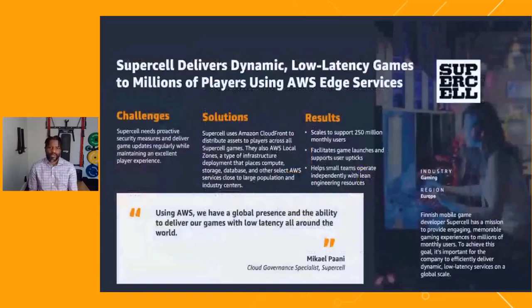Now, let's look at a customer example. Supercell is a mobile game development company that is responsible for a number of mobile game titles, some of which you may have heard about, such as Clash of Clans and Brawl Stars. Supercell needed a way to be able to deliver game updates while maintaining an excellent player experience. How Supercell managed to achieve this was by deploying a distributed edge model to reach their globally distributed audience. Supercell used Amazon CloudFront to distribute assets to all players that play Supercell games.